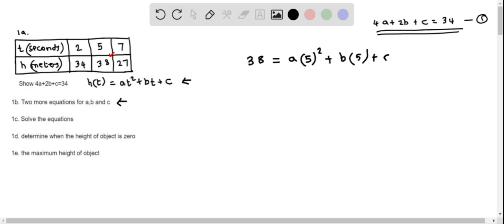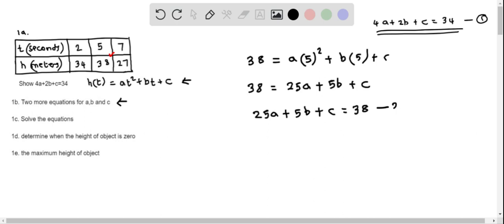Now I can simplify this. So 38 equals, 5 squared is 25, so 25 times a is 25a, and then 5 times b is 5b, and then we have this c. So this can be rewritten by having the variables on the left side: 25a plus 5b plus c equals 38. So this is another equation. Let's call this equation number 2.